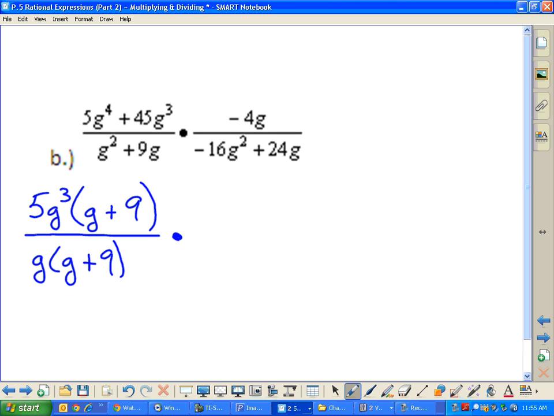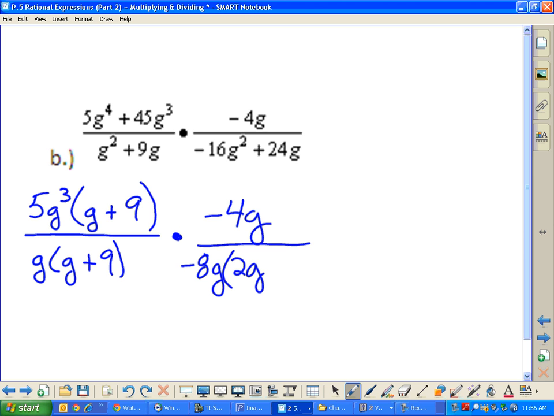That second numerator doesn't really factor. It has factors, -4 and g, but you don't need to write that any differently. And the second denominator, I look at that and I'm like, oh, -16 and 24 are both divisible by 8. I don't like when my leading coefficient like that is negative. So I'm going to go ahead and pull out a -8 and a g. And then what's left over in my parentheses, I have 2g, because that'll get me back to -16g squared.